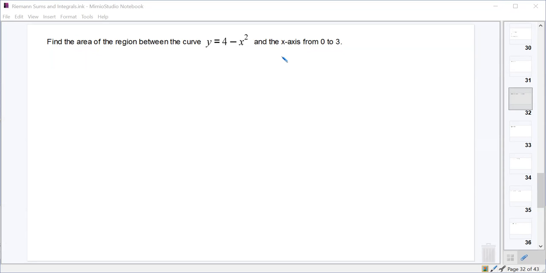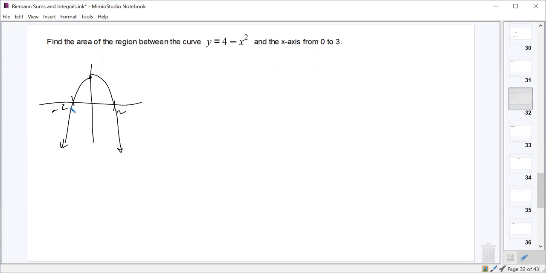Okay, we could do absolute value, or we can just take a look and see what this graph looks like first. So 4 minus x squared looks like this, right? It's got a y-intercept of 4, and it's a downward facing parabola. What are the x-intercepts of it? Yeah, this is 2 and this is negative 2.